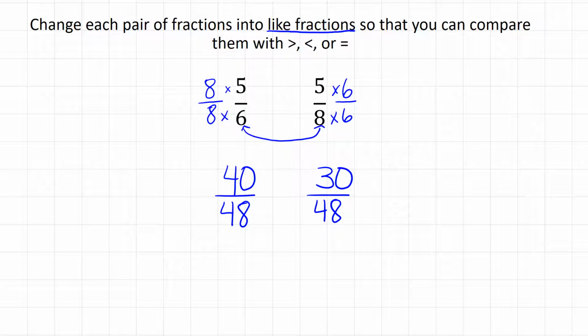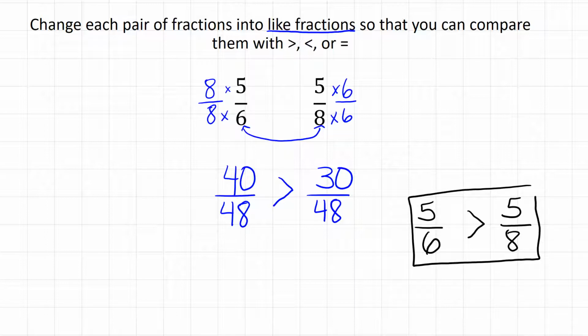Now I have common denominators. I have like fractions. I can compare the two numerators and find out my final answer. So my numerators are 40 and 30. And I know 30 is smaller than 40. So my inequality will face the first fraction. And for my final answer, remember, always go back to your original fractions and write them out. So 5/6 is greater than 5/8. And that is my final answer.